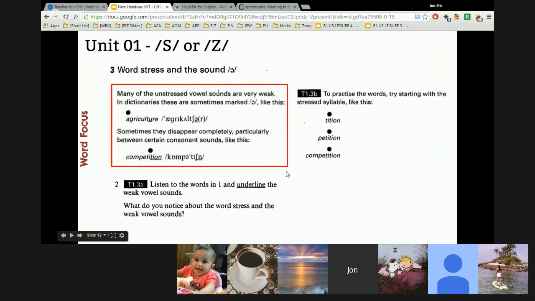So let's find out exactly where the sound appears in English. Okay? Let's see. Anna, do you think you could read those rules for us in the red box? Let's see the examples. Okay, sure. Many of the unstressed vowel sounds are very weak. In dictionaries, these are sometimes marked like this. Yeah, this is a schwa, just so you know. The name of that is a schwa. Okay, so I'm going to put that in the chat window. Slash schwa slash like this.